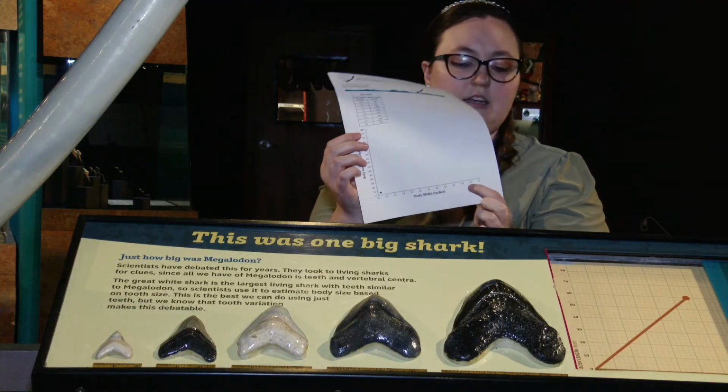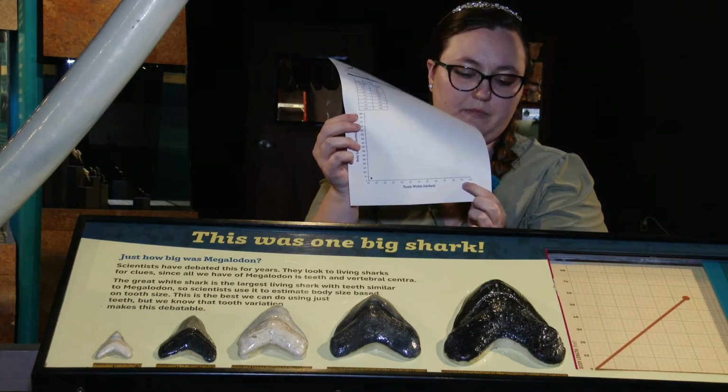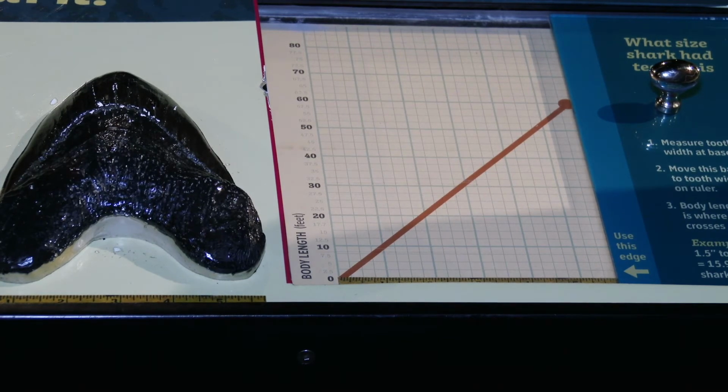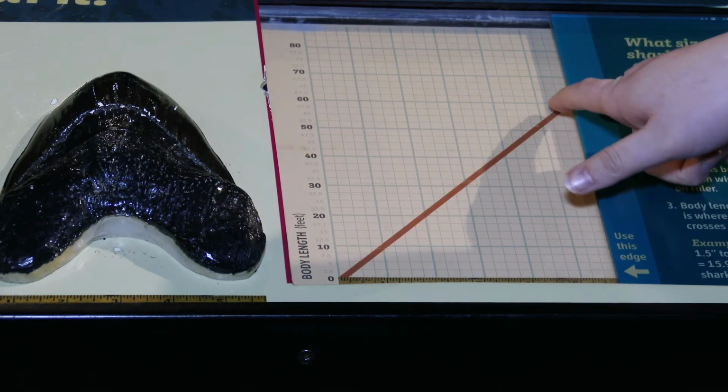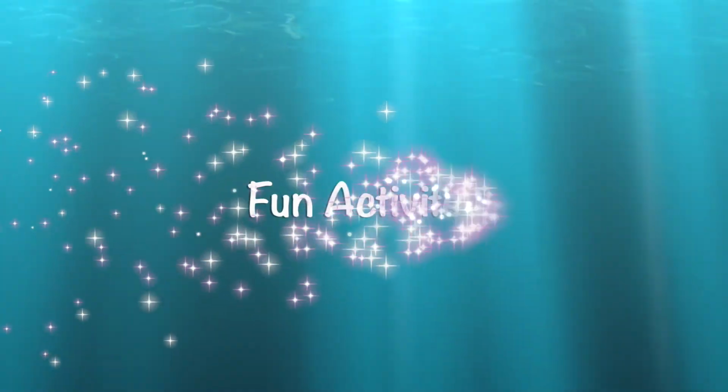going to be your entire thing down here all the way at the bottom. And determine Megalodon's body length. According to the graph here, I have 60 feet.